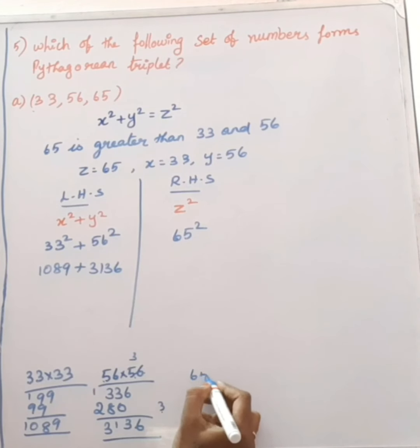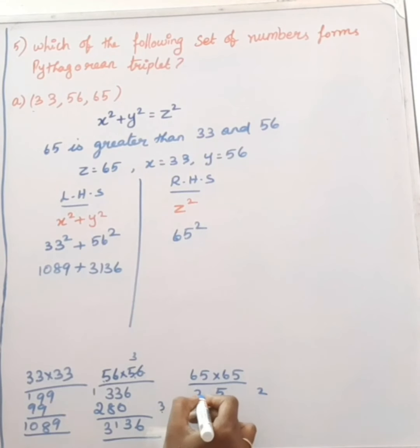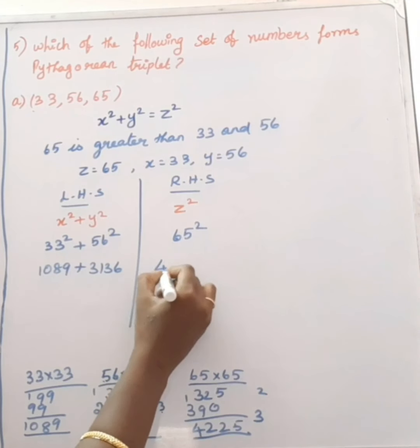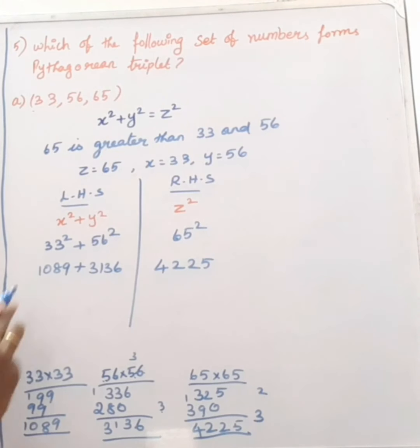Then RHS side, 65 into 65. 5 5s are 25, remainder 2, 6 5s are 30, 32. Then 5 6s are 30, 0 remainder 3. 6 6s are 36 plus 3 is 39. So 5, 2, 12 2 remainder 1. So 4225. Now add these two things.